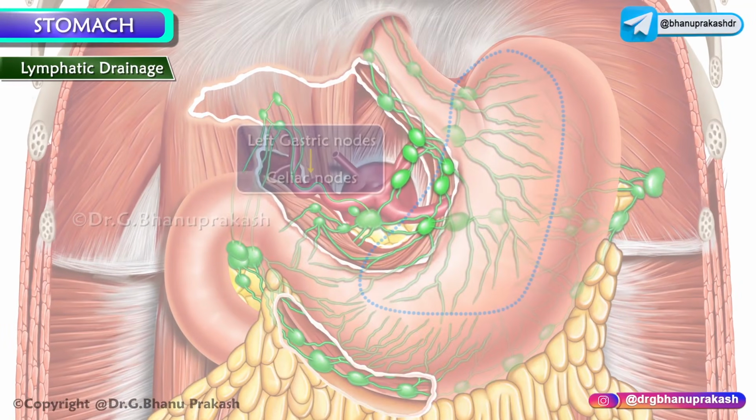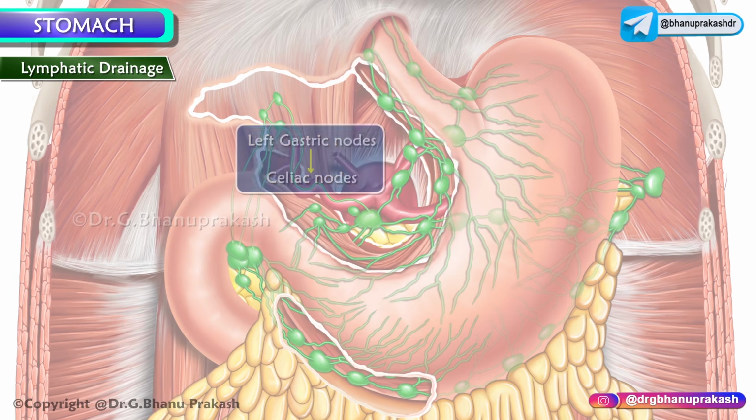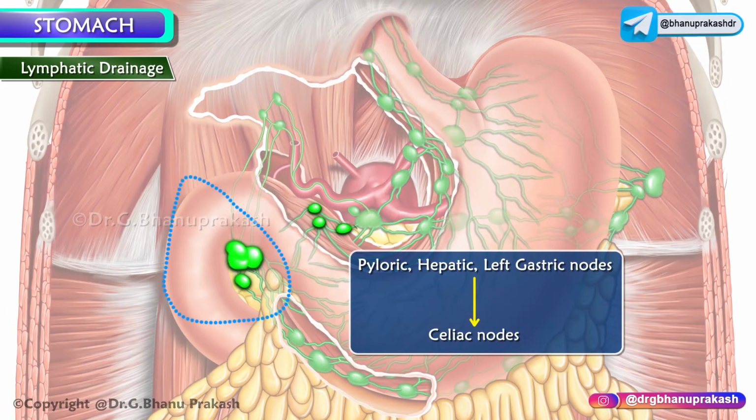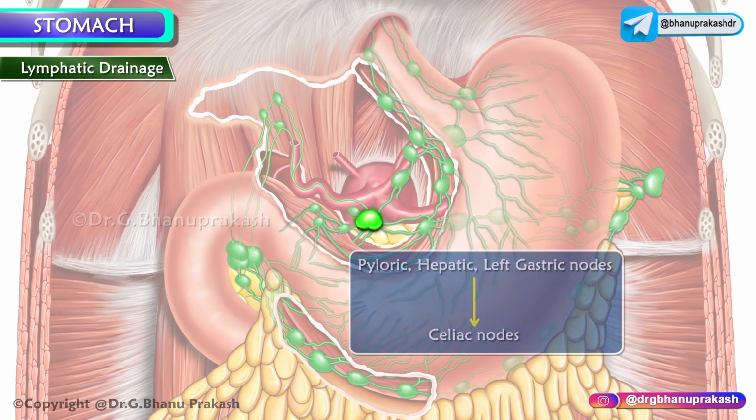And the lymphatic drainage from the right two-third mainly drains into the gastric nodes, which in turn drain into the celiac nodes. The abdominal part of the esophagus also drains into left gastric nodes. So here the lymphatic drainage from the pyloric part drains into the pyloric, hepatic and left gastric nodes, and from all these nodes they drain into celiac nodes. And lymph from all the areas of the stomach reaches the celiac nodes.